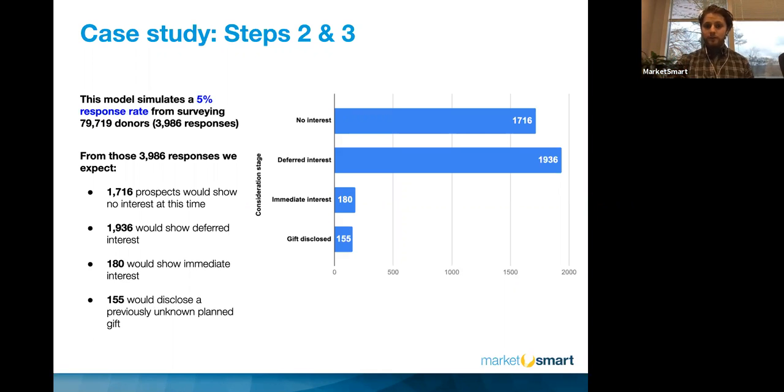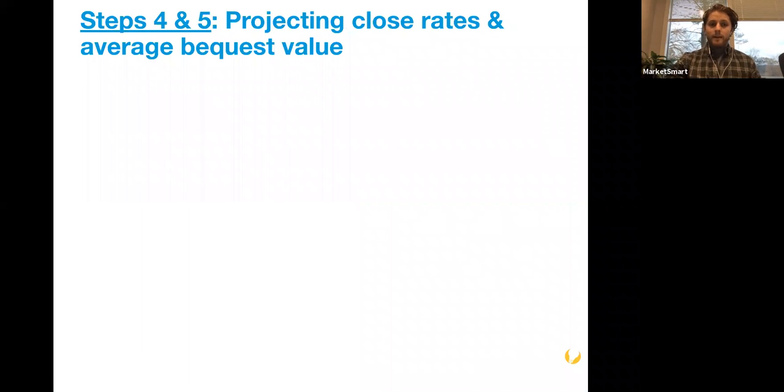So if there are 155 gifts disclosed or 180 that are showing immediate interest, we can then take this to step 4 and step 5 to come up with how much potential that represents for my organization. And that takes us to step 4 and step 5.